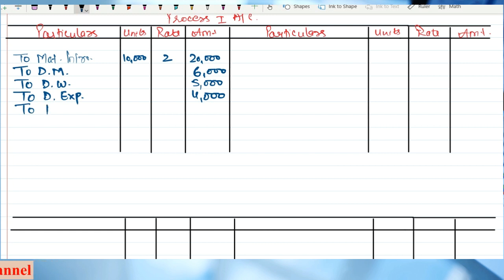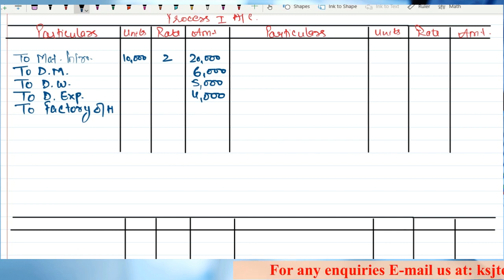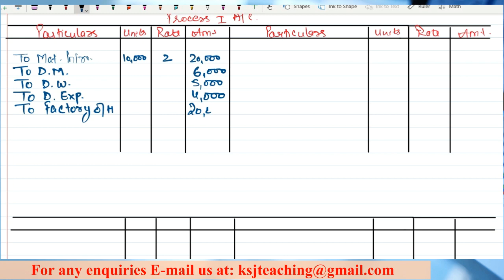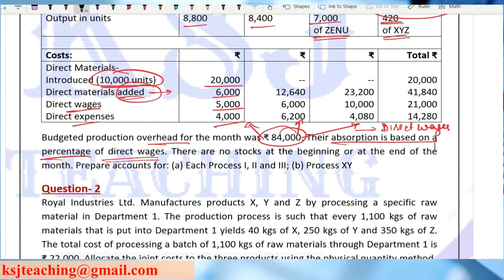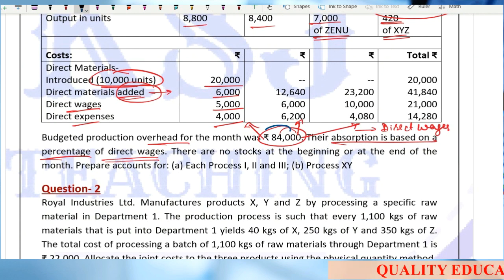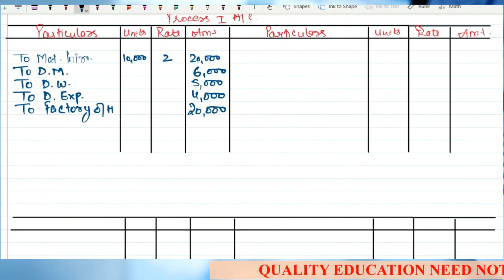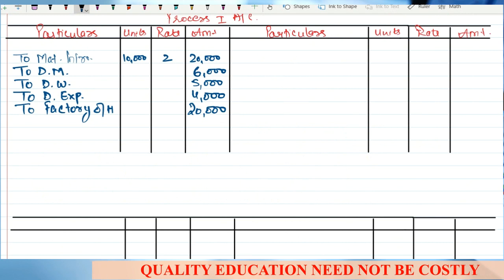Then factory overheads. Now be careful with factory overheads. I'm directly going to write the amount 20,000, right? How this 20,000? It is not directly given in the question, but it is given that factory overheads of 84,000 are to be distributed on the basis of direct wages, right? So you can distribute it in the ratio of direct wages. Okay. So after distribution, it comes out to be 20,000, right?